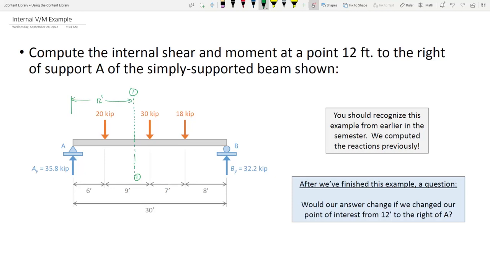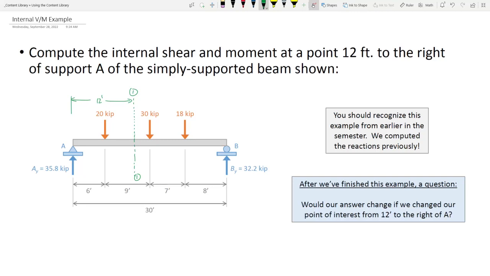Get this out of the way. This is getting in my way. All right, so we're going to cut a section, and we're going to determine the internal shears and moments. Now, remember the method of sections when we discussed trusses. Remember one of the tenets that we said is that it does not matter in which direction you look, you will get the same answer. The same is true here.